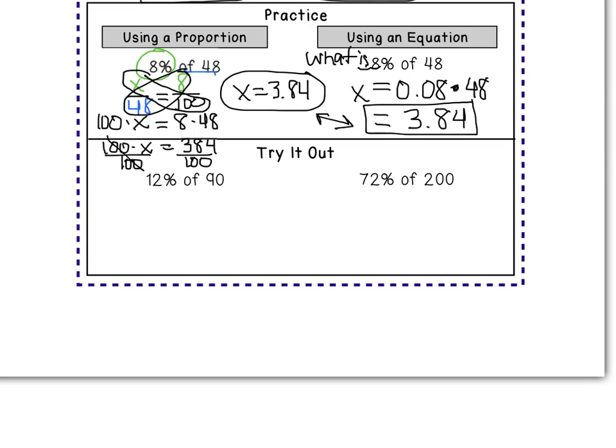It doesn't matter which way you use. You can use the proportion, you can use the equation. If done properly, both will give you the same answer. It's just all about what you're comfortable doing.